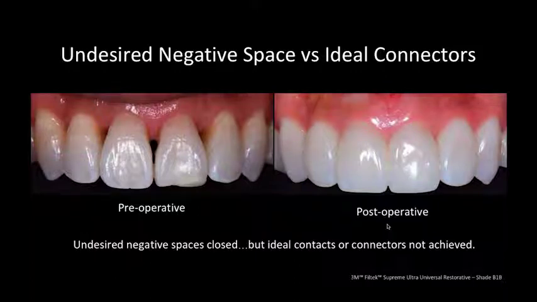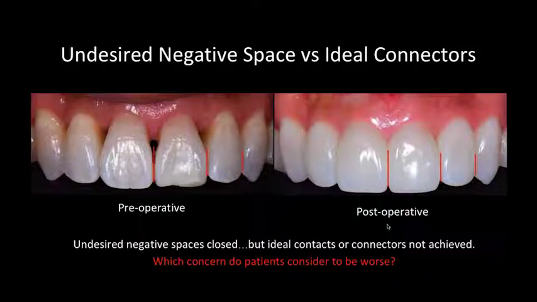So as a result, I did close those underside negative spaces, but the ideal contact lengths or connectors weren't achieved. In this slide, what I'm trying to show you is that if I wanted to achieve ideal contact lengths or connectors, I would have had to do a combination of changing the tooth form, but then also trying to get the cervical area of those open embrasures closed with more pink tissue. And as we know, that is an unpredictable and oftentimes difficult treatment.